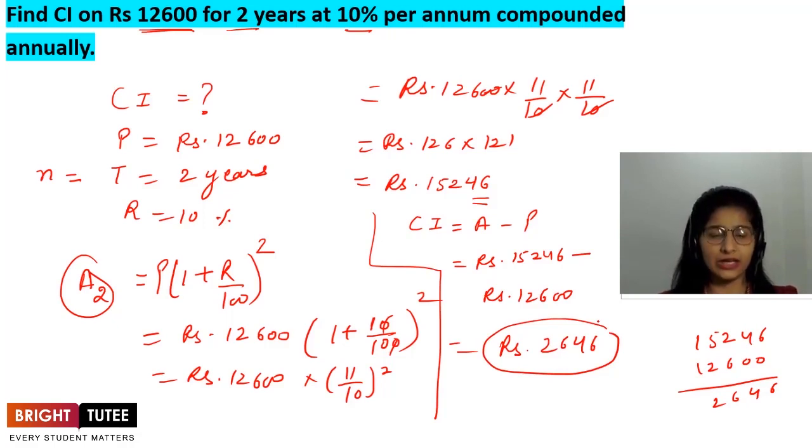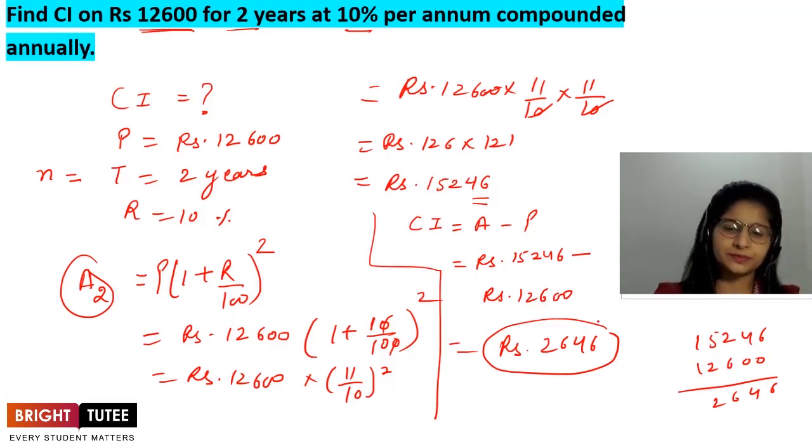if it is compounded annually. This is the interest, right? The compound interest that the person has to pay: 2,646. Clear? So whenever interest is compounded annually, it is always more than simple interest. Clear? So we have now deduced one formula for the amount for the number of years, whatever is given in the question, if they are compounded annually. Clear?